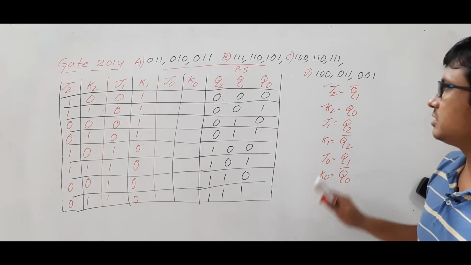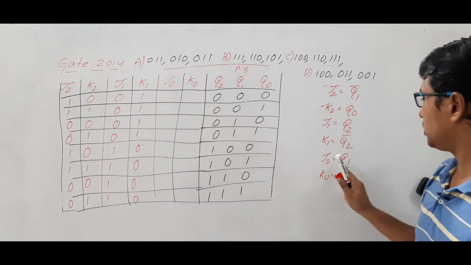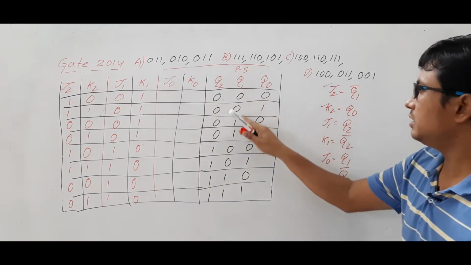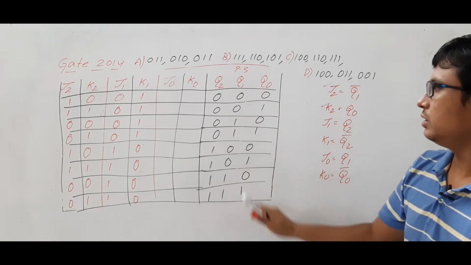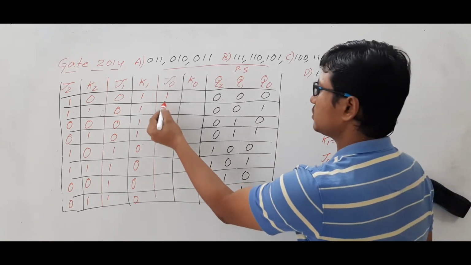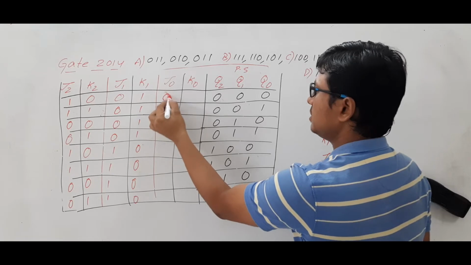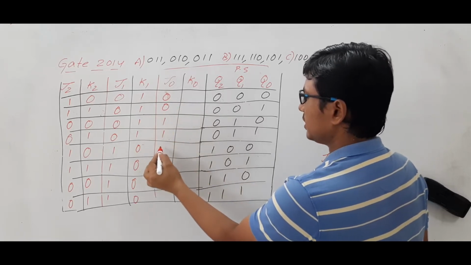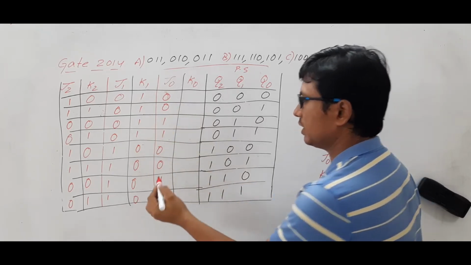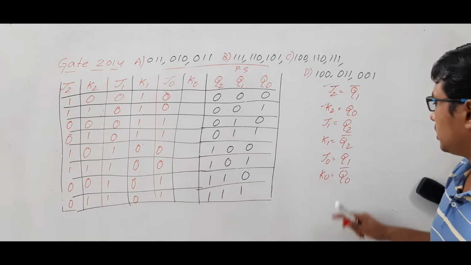Similarly, if you look at J0, J0 is equal to Q1. Where is Q1? This is the Q1. You find the Q1 value, which is 0 0 1 1 0 0 1 1. Are you able to follow with me or not?